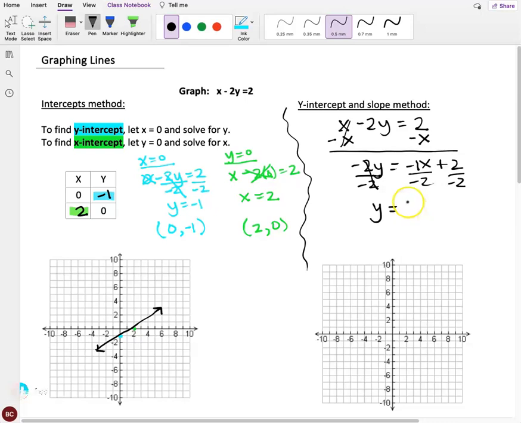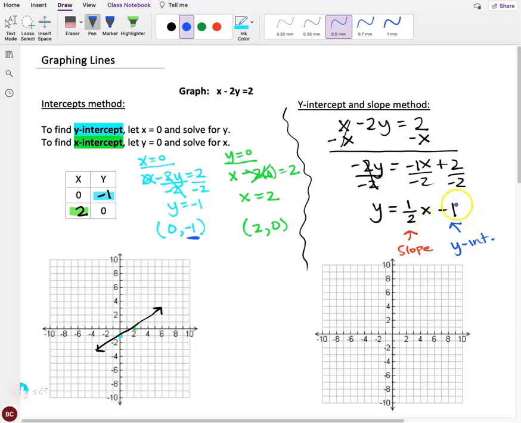So I have 1/2 x minus 1. All right, and then when I get it into this form, this is called slope-intercept form because this 1/2 is my slope and this -1 is my y-intercept. And you can see that that's what we came up with over here, right? When we found our y-intercept before, we found that it was -1. That also corresponds with that -1 here when it's written in this form.